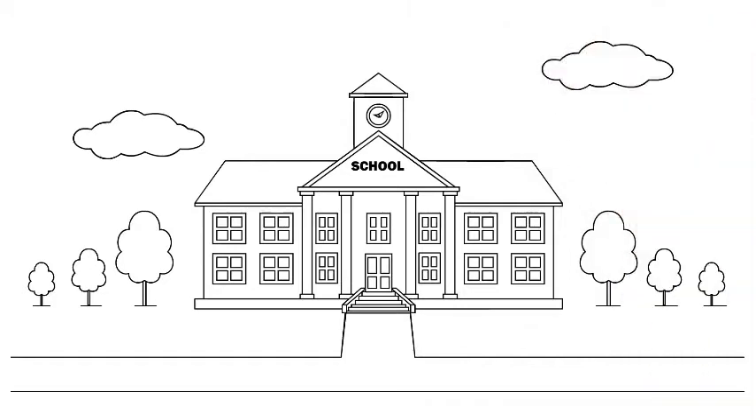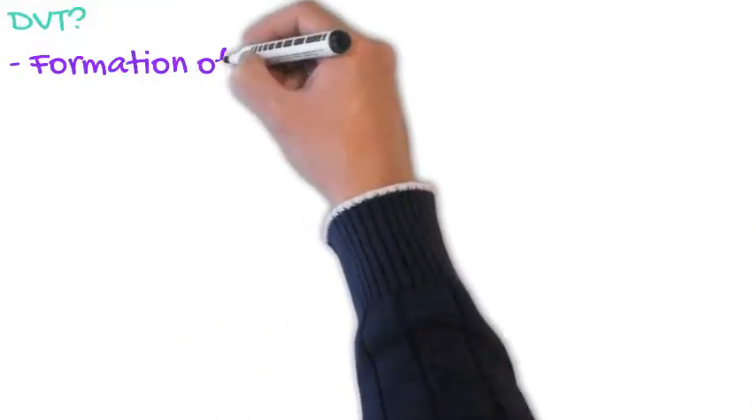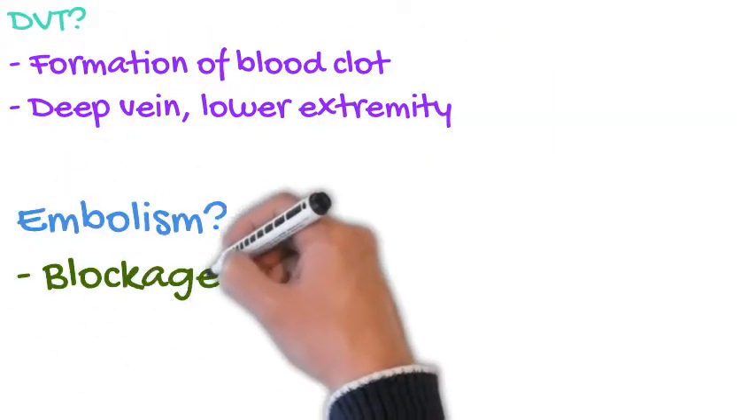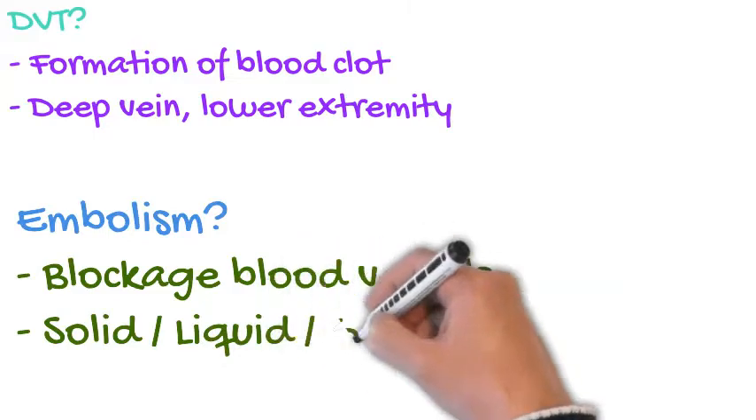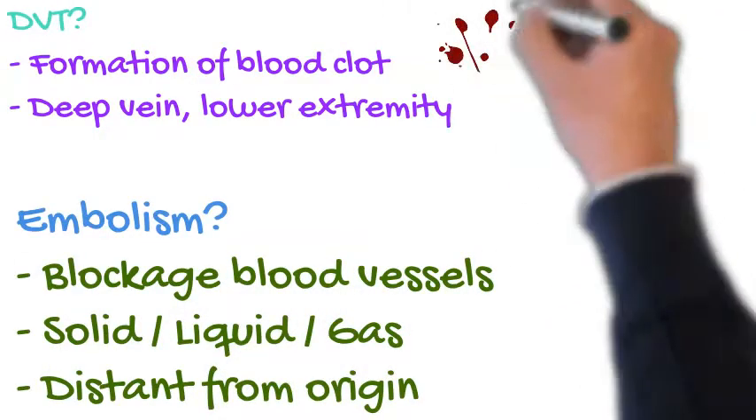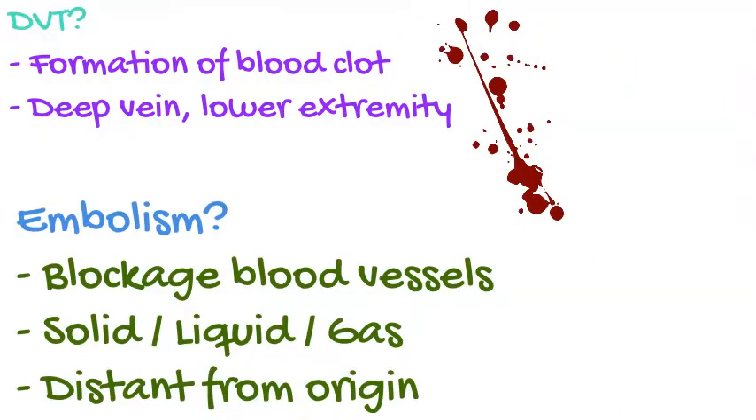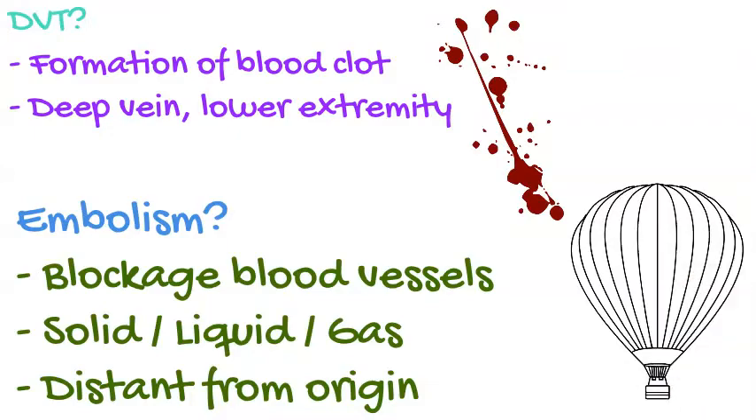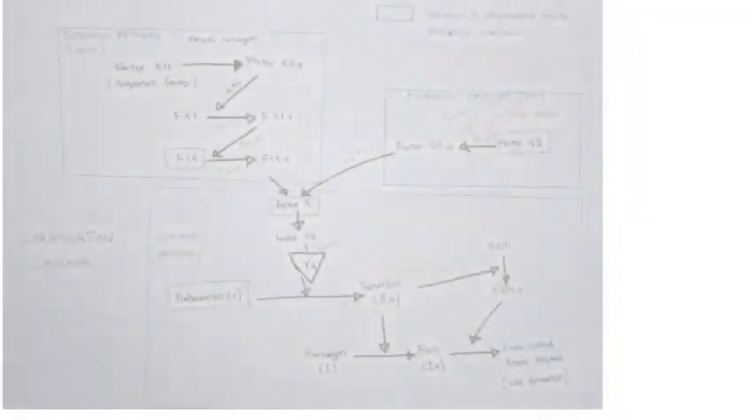What is DVT? DVT is a formation of blood clot in deep vein of lower extremity. What is embolism? It is a blockage of blood vessels by solid, liquid or gas at a site distant from its origin. Now let's talk about the coagulation pathway.